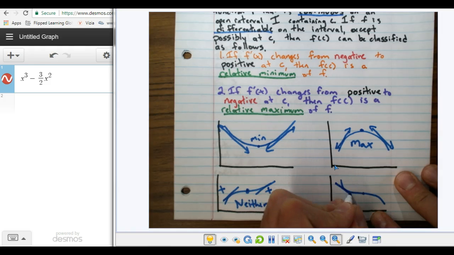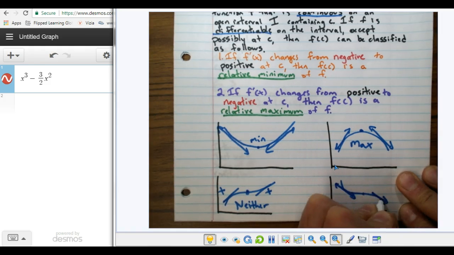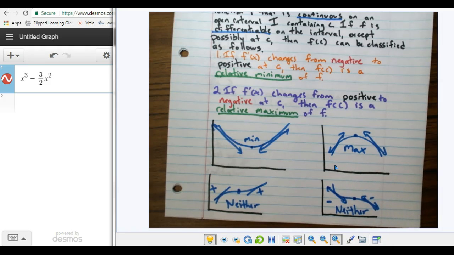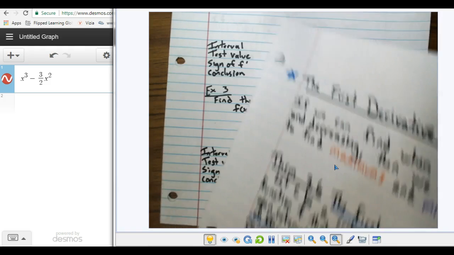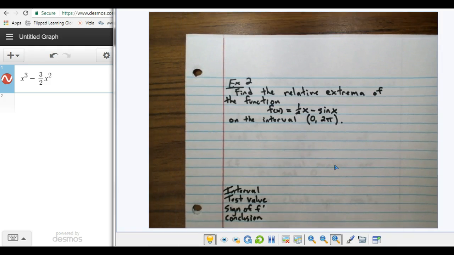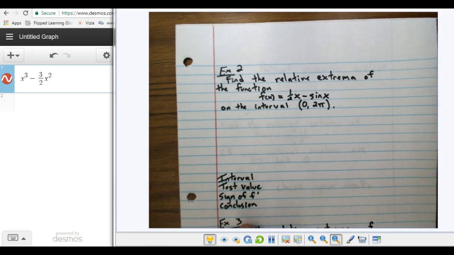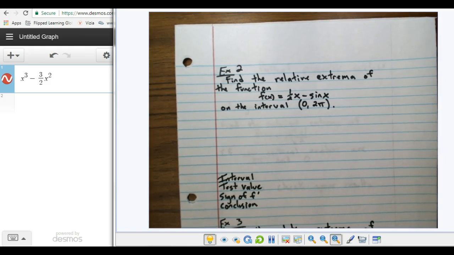All right, so this one is decreasing, and this one is also decreasing. So we got a negative and a negative. So this point right here is also neither, because those derivatives, the slopes, do not switch from positive to negative. All right, good. Then let's do this example. Find the relative extrema of the function f of x equals 1/2 x minus sine x on the interval 0 to 2 pi. So we are kind of containing this one.